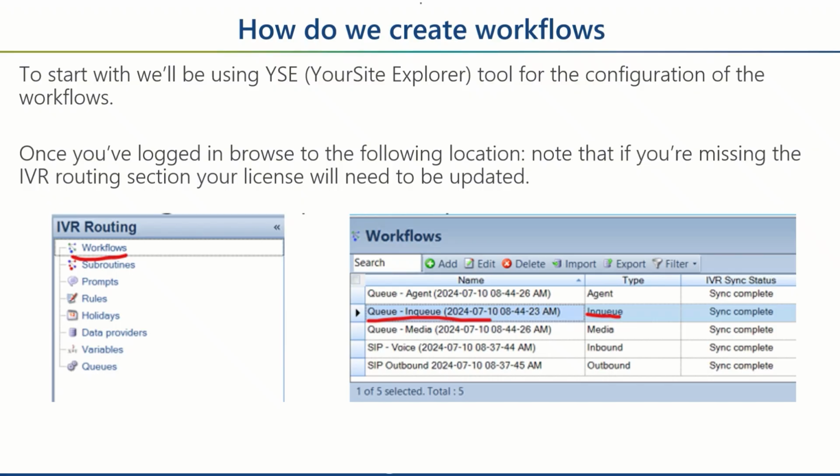Now, if you do have the IVR routing menu object, great. You're just going to click on that, and then come over to the main portion of your site explorer and click the add button. This add button will then open up what is basically a blank workflow that you can begin adding different objects and items to. And that's what we're going to look at on the next part.